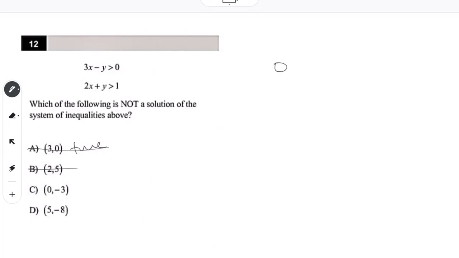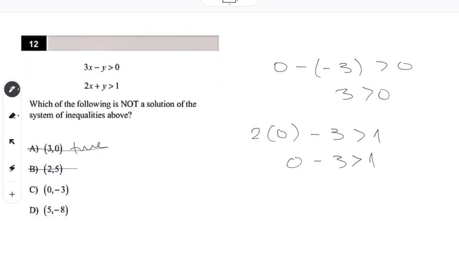3 times 0 is 0 minus negative 3, minus negative 3. That gets us 3 is greater than 0, correct? And then 2 times 0 minus 3, is that greater than 1? Well, that gets us 0 minus 3. Is that greater than 1? That is not true. So therefore, the answer is C.